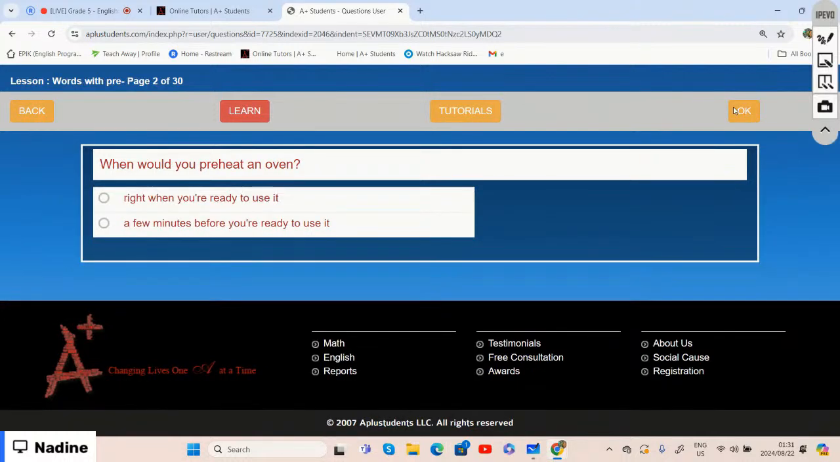Well done. When would you preheat an oven? Preheat an oven. Is it right when you're ready to use it, or a few minutes before you're ready to use it? Preheat.